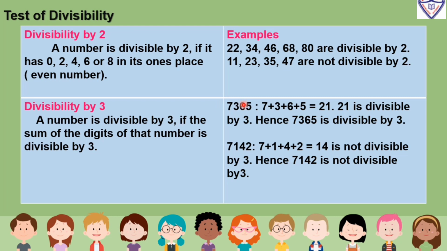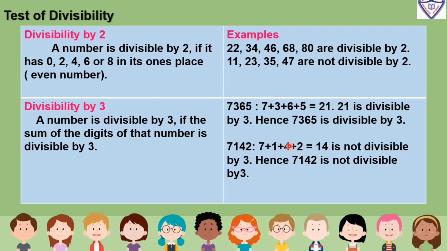See, for example, 7365. First we will add. 7 plus 3, 10. 10 plus 6, 16. 16 plus 5, 21. So first we have to see whether 21 will come in the 3 table or not. Yes, it will come. 3 sevens are 21. So 21 is divisible by 3 and 7365 is divisible by 3.